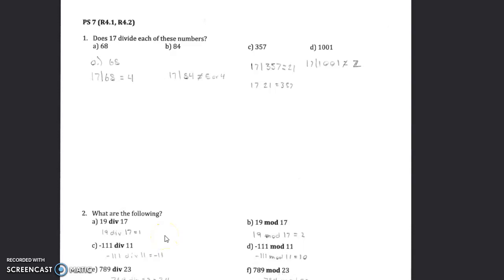So, the first question asks, does 17 divide into each of these numbers? And the first number is 68. In this section, we were dealing with div and modulus and everything of that. This is only asking if 68 divides cleanly with no remainder, or 17 divides cleanly, with no remainder, into 68.